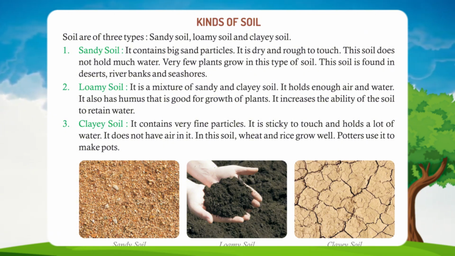Kinds of soil. Soil is of three types: sandy soil, loamy soil and clayey soil. 1. Sandy soil. It contains big sand particles. It is dry and rough to touch. This soil does not hold much water. Very few plants grow in this type of soil. This soil is found in deserts, river banks and seashores.